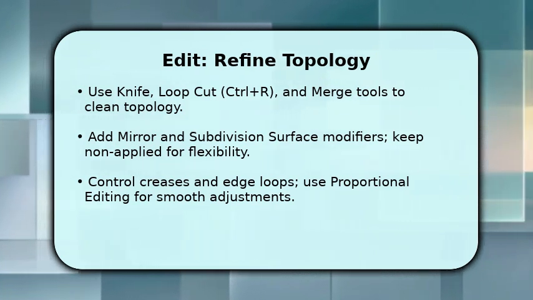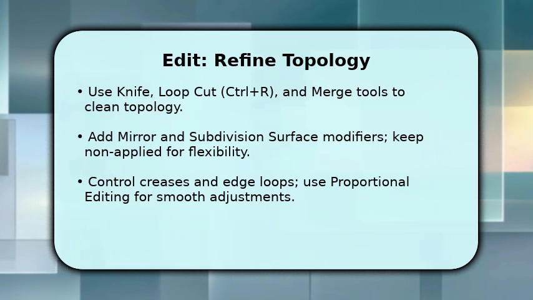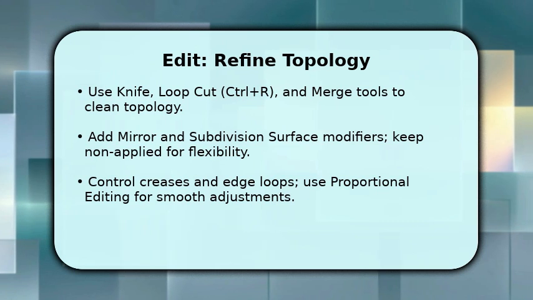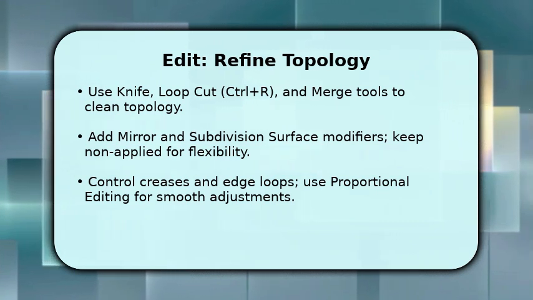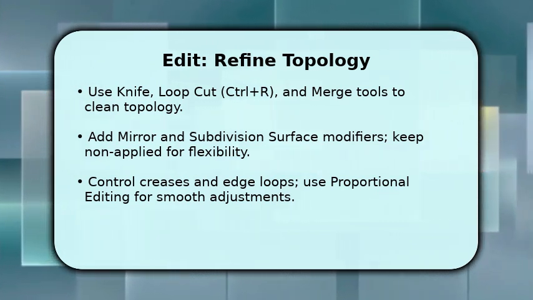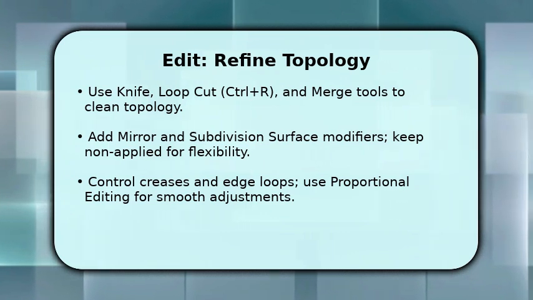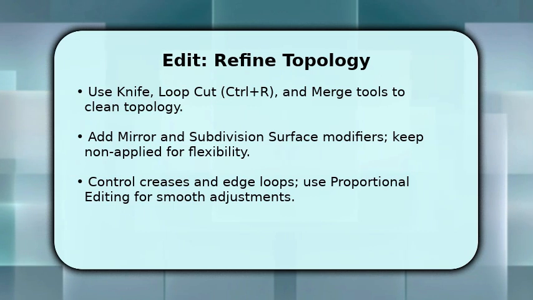In edit mode, use loop cut and slide to add control loops and the knife tool to redirect edge flow. This improves shading and deformation. You should also add creases to preserve sharp edges and use proportional editing for organic adjustments. These steps create a clean, production-ready mesh.